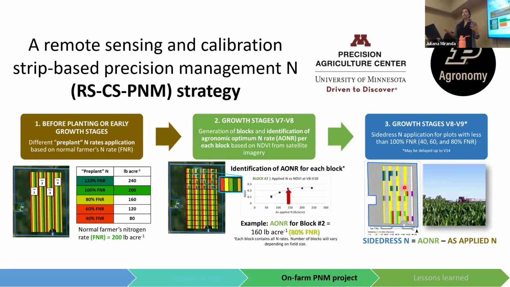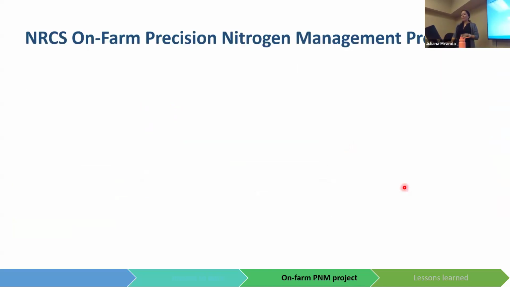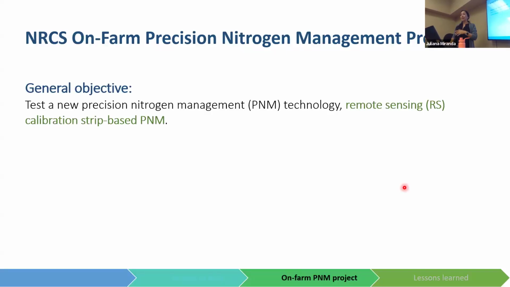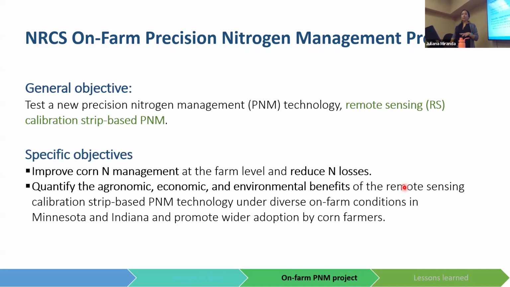But it's important always to test these strategies in farmers' fields, because in the university, we can have a lot of ideas of things that we want to do, and in theory, they work great, but we need to take them to the field, because there are a lot of things that once you test them, you're like, this is not that practical, or things can happen. So that was the main objective of this NRCS funded project, to test this strategy in different conditions in Indiana and Minnesota. And the specific objectives, of course, was to quantify the agronomic, environmental, and economical benefits.